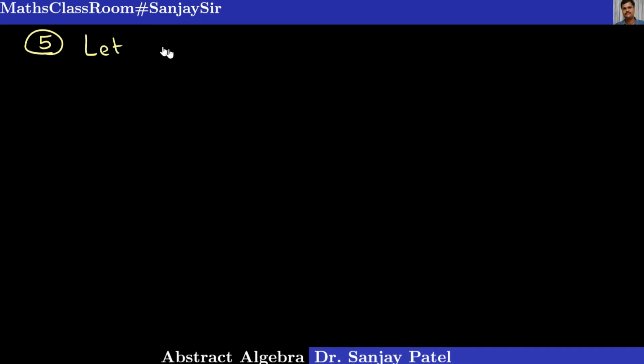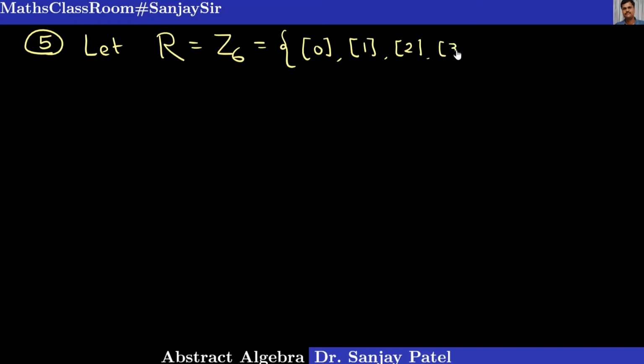So let us take the set R as Z6. What is Z6? We have already understood. It is the set of all residue classes modulo 6. It has 6 elements. Starting with 0, we have to write 6 classes: class 0, 1, 2, 3, 4 and 5. Okay, so these are the only elements of the set Z6.